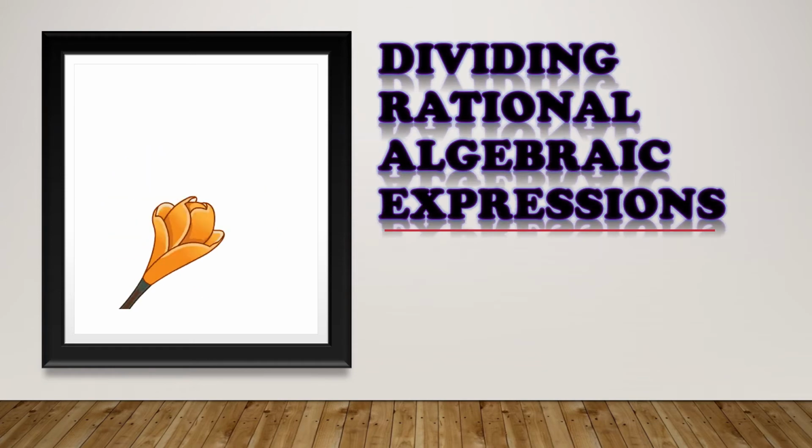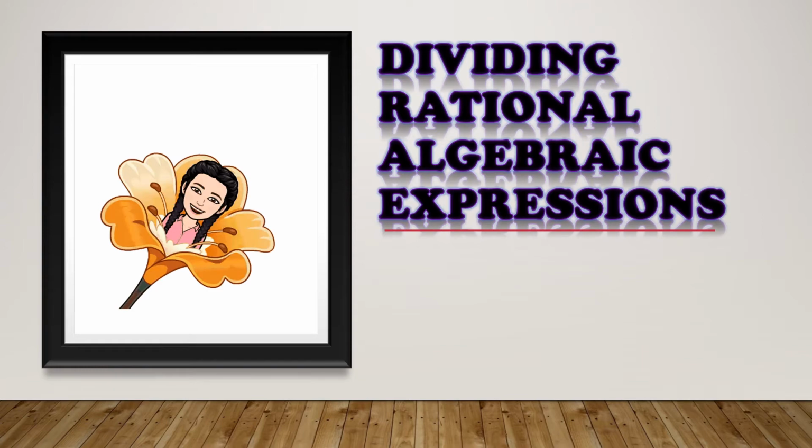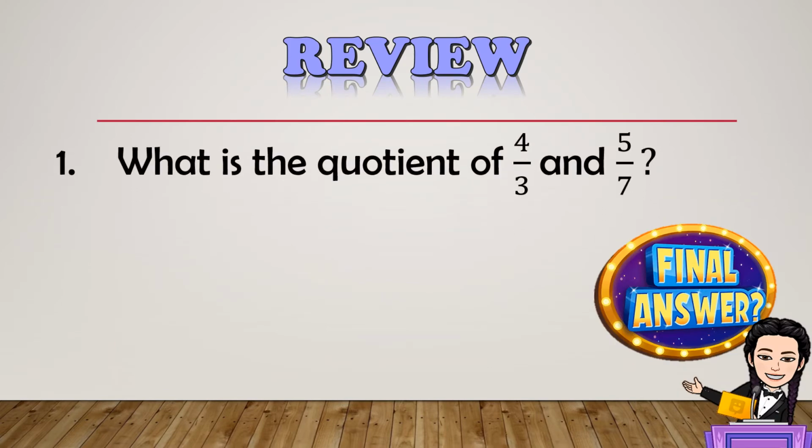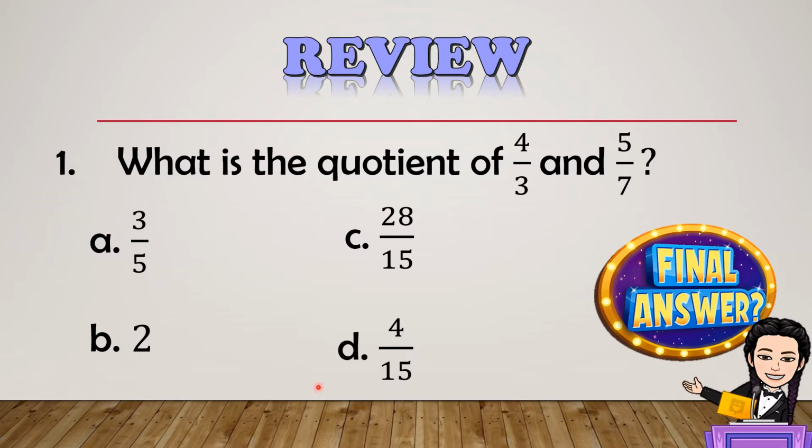This video is about dividing rational algebraic expressions. So let's start with a short review. What is the quotient of 4/3 and 5/7? A 3/5, B 2, C 28/15, or D 4/15? Very good. The answer is C.